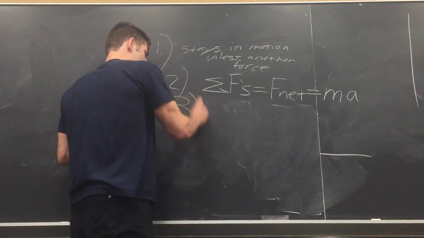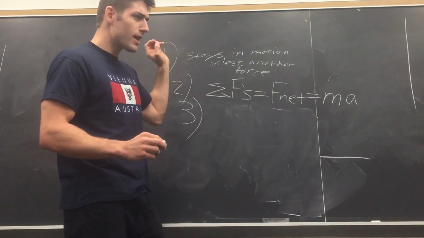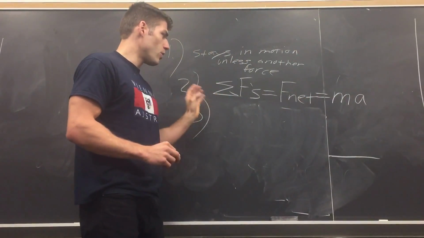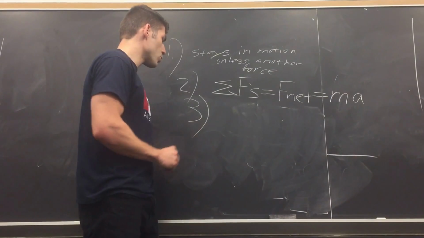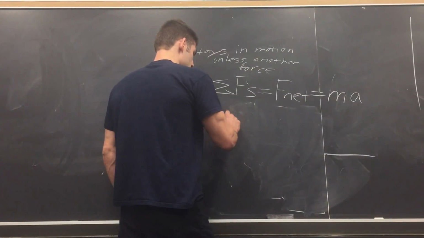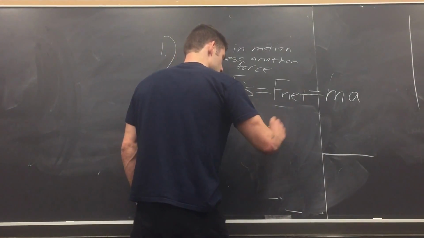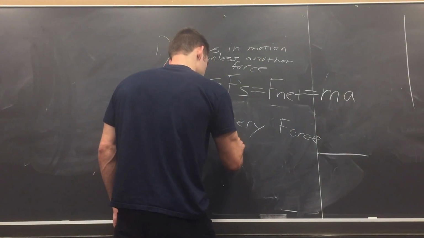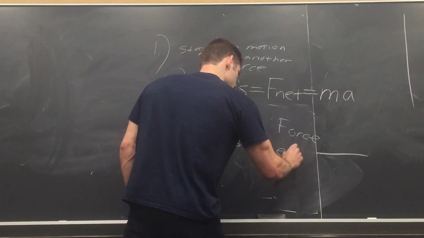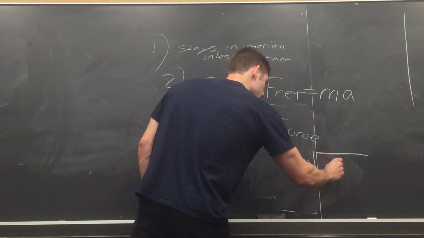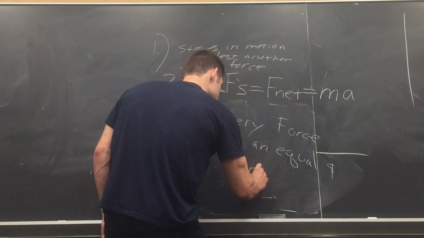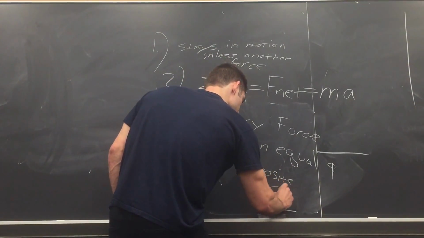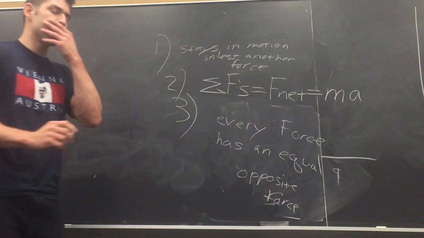Okay, third law. So first law, something stays in motion unless acted on by another force. Second one is just the formula. And the third one is really saying for every force there is an equal and opposite force. So every force has an equal and opposite force.